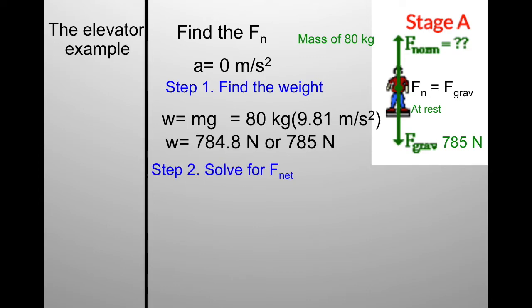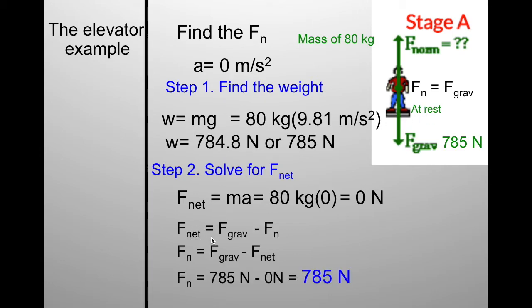We want to solve for the net force. In order to do that, we have to remember that force equals mass times acceleration. So let's figure this out. When we plug this in, we have 80 kilograms, which is the mass of Otis, times the acceleration, which is 0. So we actually have a net force of 0, which we already knew because Otis is just sitting there or standing there in the elevator.